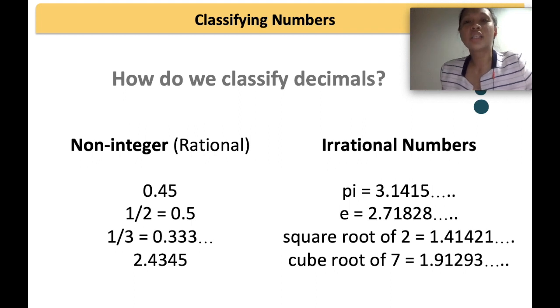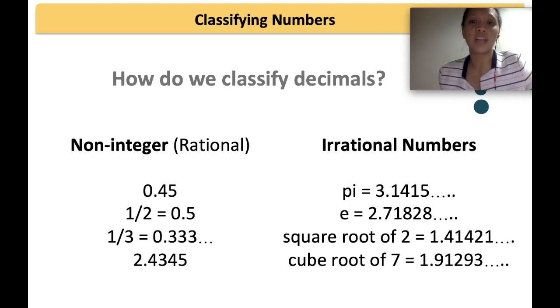What else? Square root of 2, which is equal to 1.41421 and so on. So basically, lahat ng square root ng numbers na hindi perfect square are examples of irrational numbers. Okay, what do we mean when we say perfect square? Perfect square are those number na integer ang square root. For example, 64. 64 is a perfect square. 8 times 8 is equal to 64. So the square root of 64 is 8.